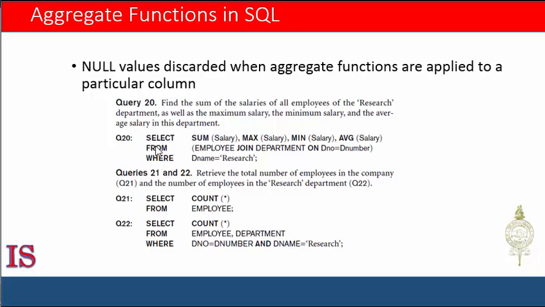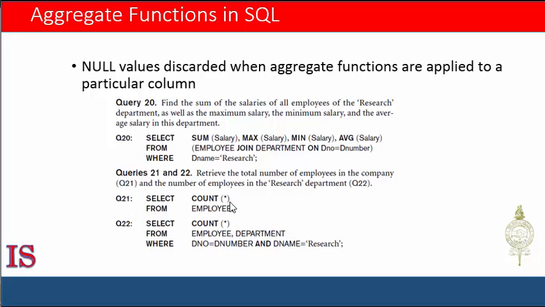What this query will give us is the total amount of salary in the employee table for the people in the research department. It'll show us the highest salary in the employee table for the people in the research department, the minimum salary, and the average salary in that order. Queries 21 and 22 retrieve the total number of employees in the company and the number of employees in the research department. Here's query 21.